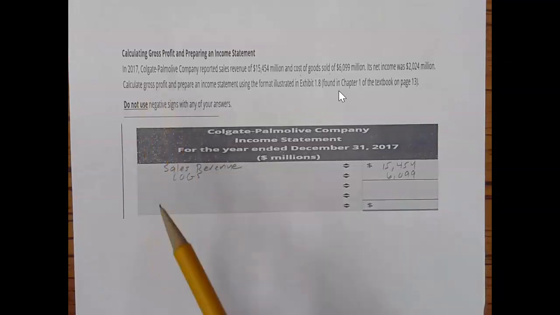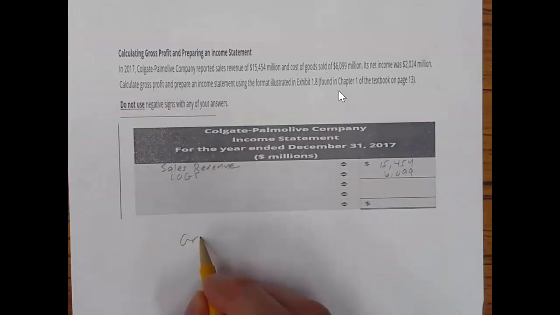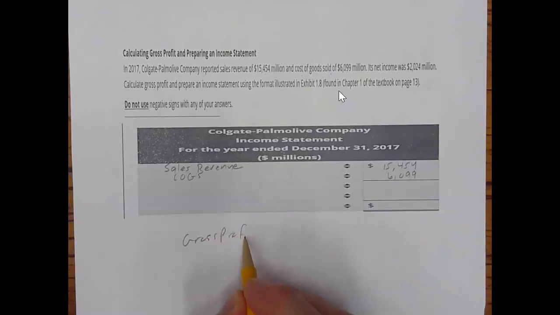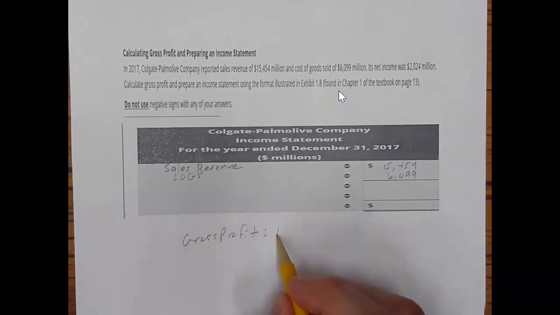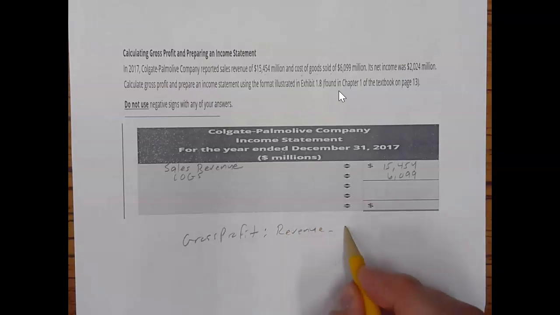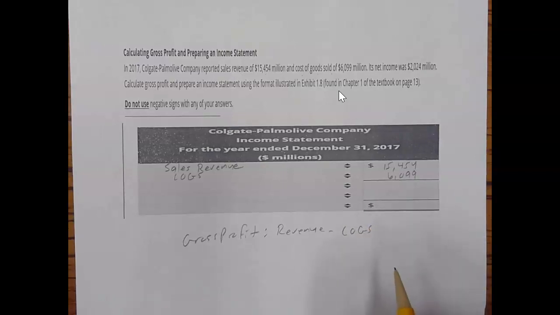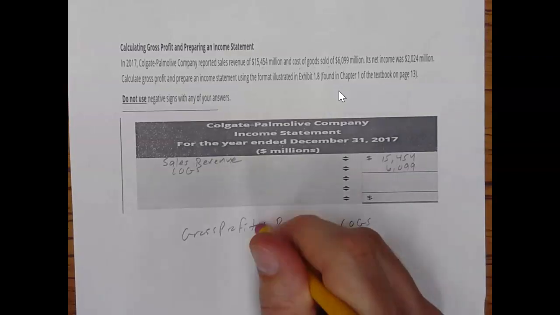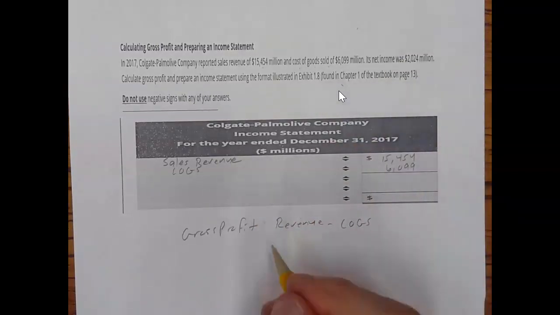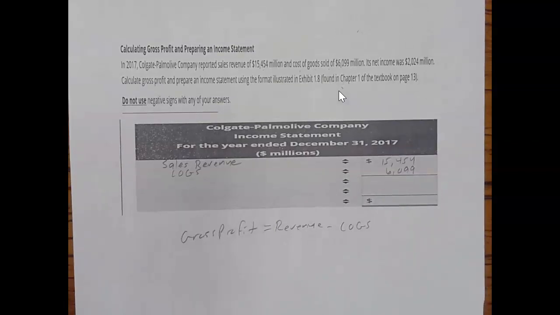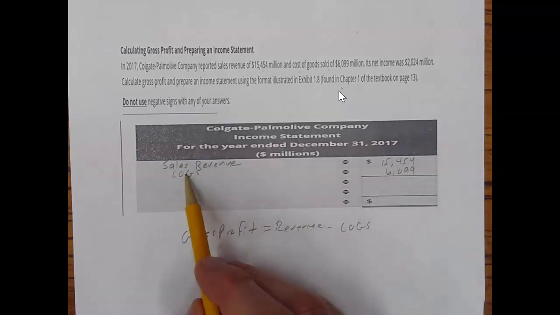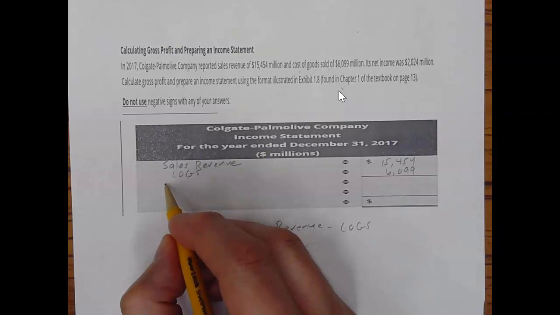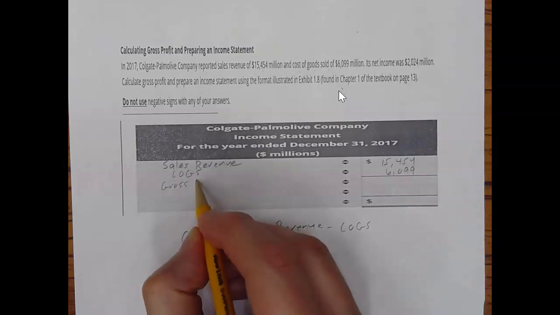Calculate gross profit. Well, the formula for gross profit is revenue minus cost of goods sold. That's our formula. So gross profit equals revenue minus cost of goods sold. If that's true and we have sales revenue and we have cost of goods sold, then our next item here is going to be our gross profit.